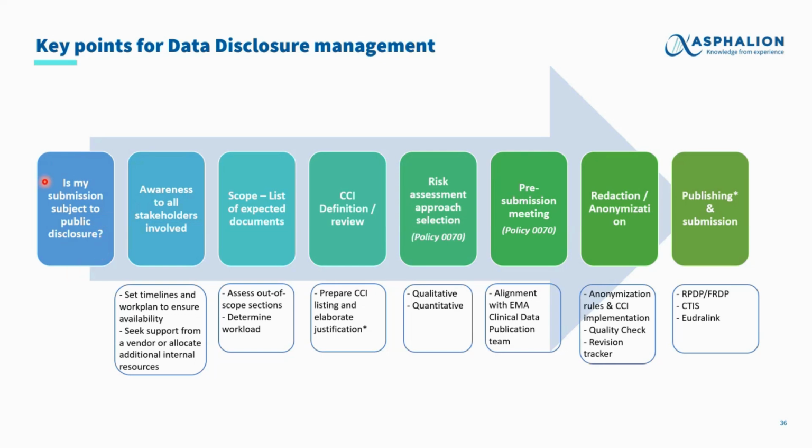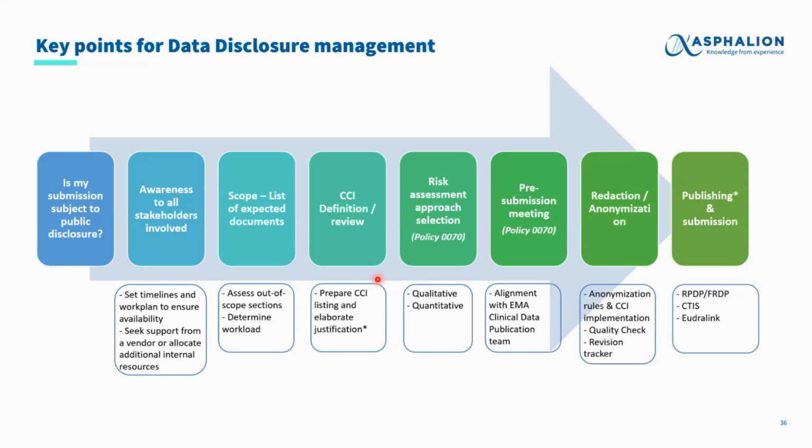So first, to acknowledge if your submission will be subject to public disclosure, or if you are submitting a new marketing authorization application via centralized procedure, and if you will be falling in the scope of Policy 70, so to plan ahead in advance. Then to share awareness to all the stakeholders involved. It's quite a work to prepare one of these submissions. To have very clear the scope and the list of expected documents that you have to process. So for every policy, but also, for example, for your clinical trials application, to understand the documents that you need to review.